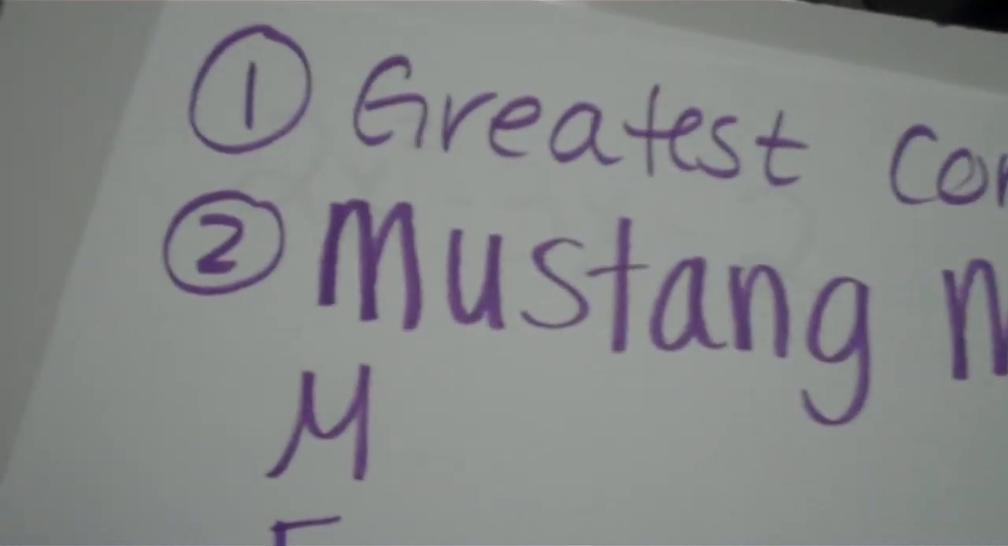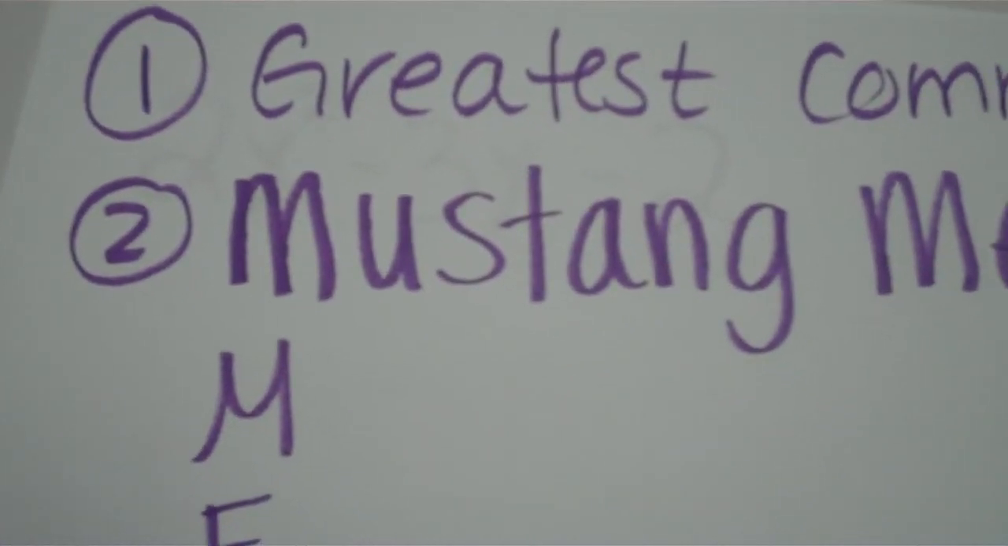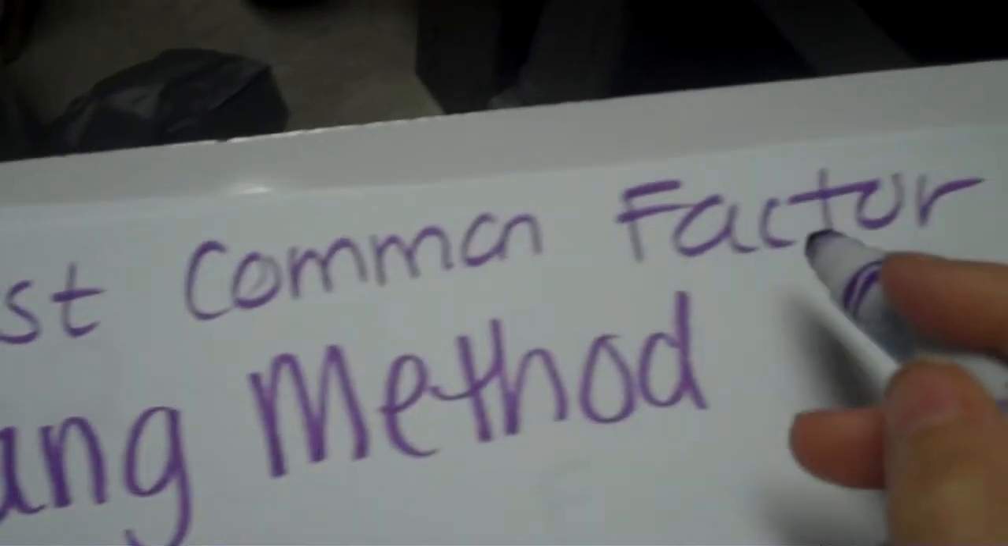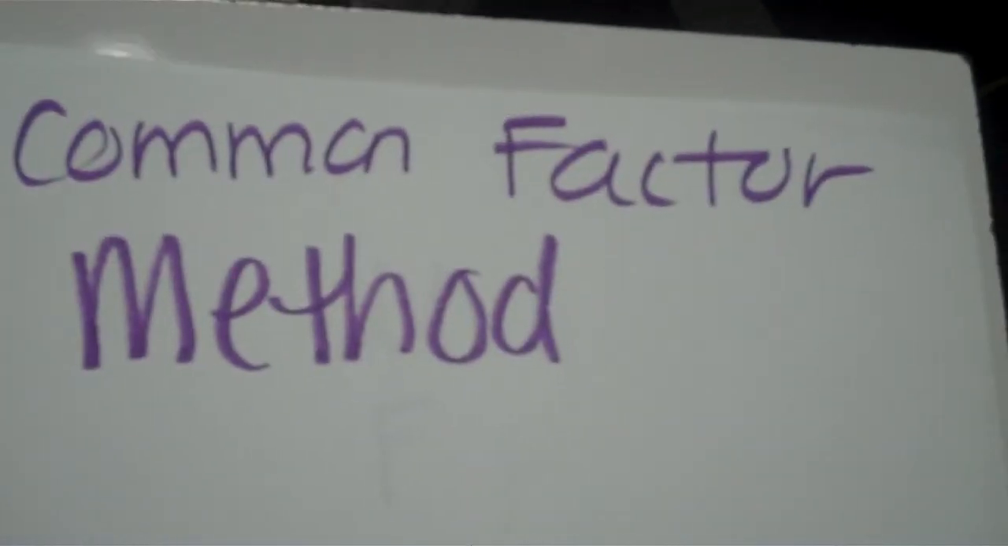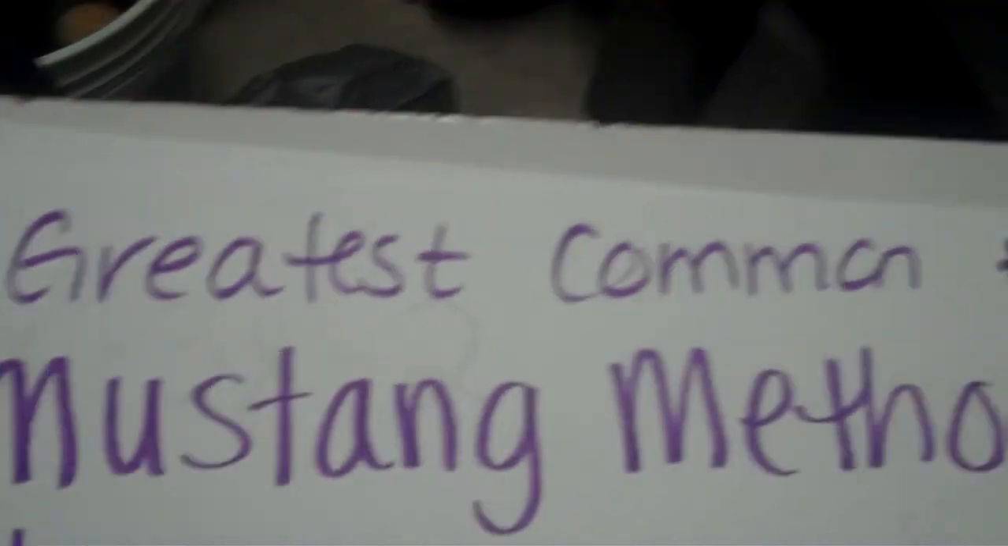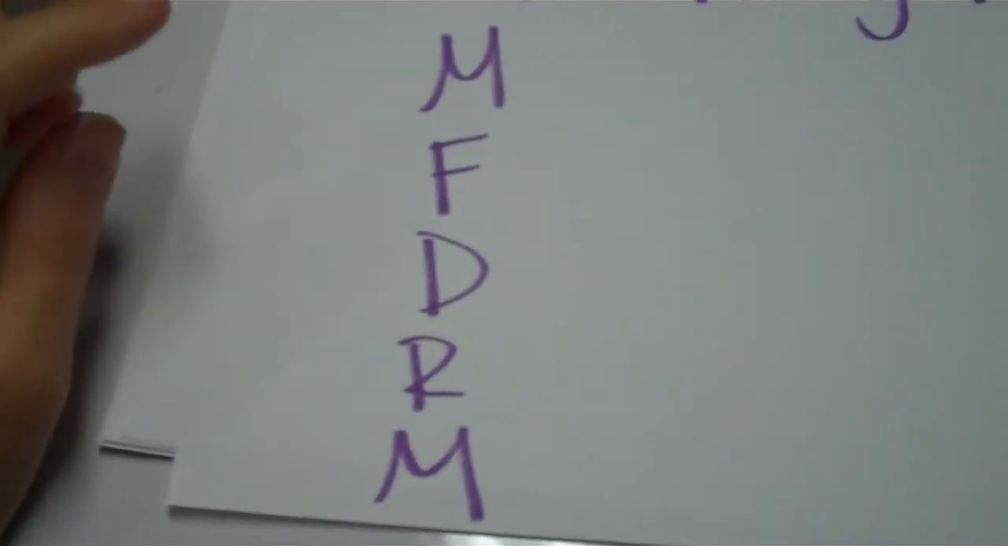Here are the steps. The first thing is, if possible, you need to take out the greatest common factor, which we discussed in that first video. So if possible, take out the greatest common factor. Then we do Mustang method. Mustang method is these letters, okay? And it stands for my father drives a red Mustang. Kind of like PEMDAS, please excuse my dear Aunt Sally. But it stands for stuff.